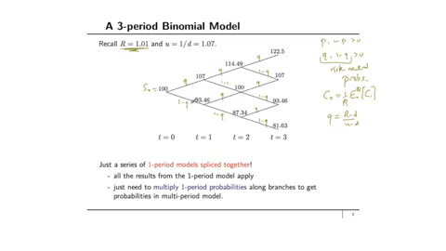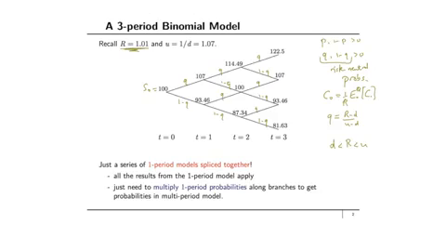If each of these one-period models is arbitrage-free, and we recall that will occur if D is less than R is less than U, then we can compute risk-neutral probabilities for each of the one-period models, and then we can construct probabilities for the multi-period model by multiplying these one-period probabilities appropriately. Suppose, for example, I want to compute some risk-neutral probabilities in this three-period binomial model. How can I do that?